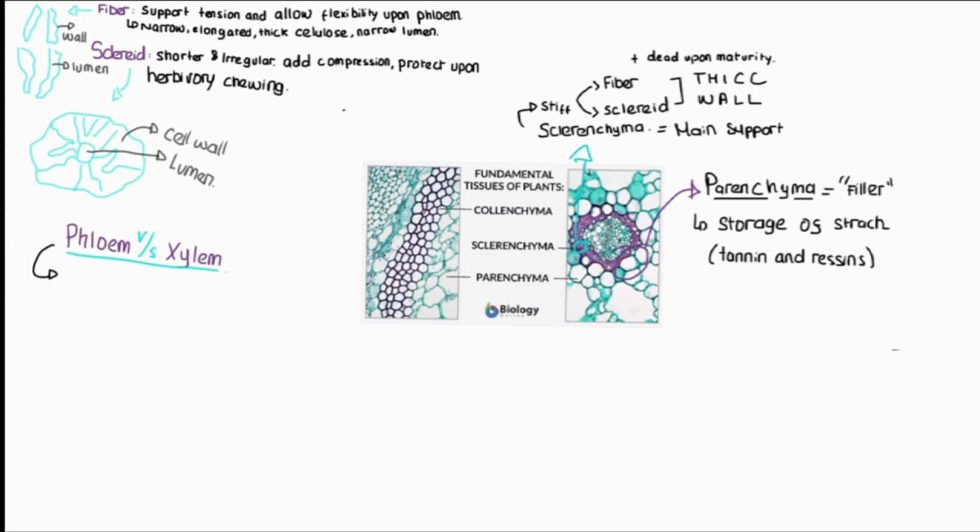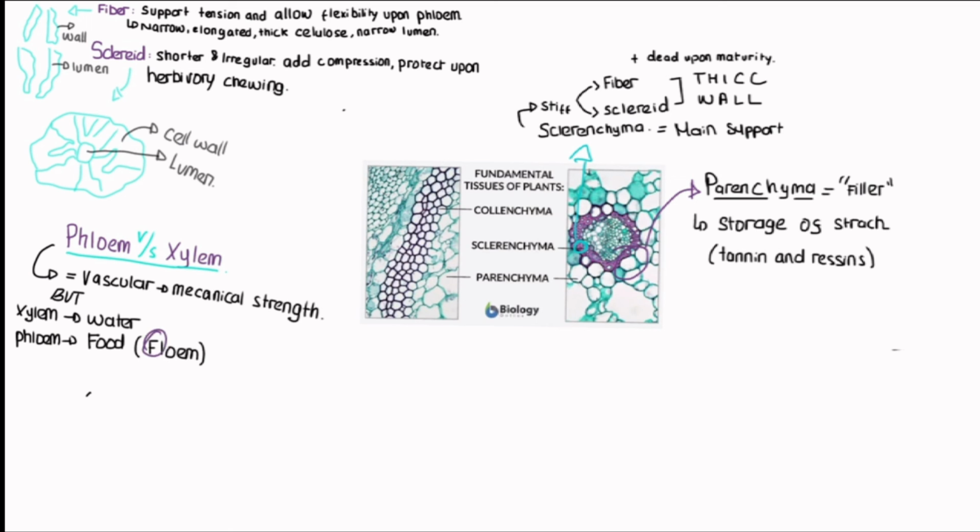Difference between xylem and phloem. Xylem and phloem both make up the vascular system of the plant and work together to form vascular bundles that provide mechanical strength to the plant, but they have important differences. While xylem transports water, phloem transports food and nutrients. One way to remember this is that phloem and food both start with the letter F.